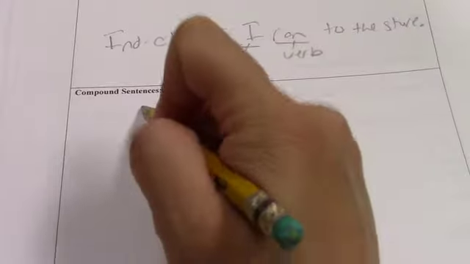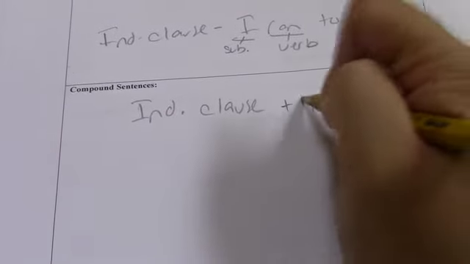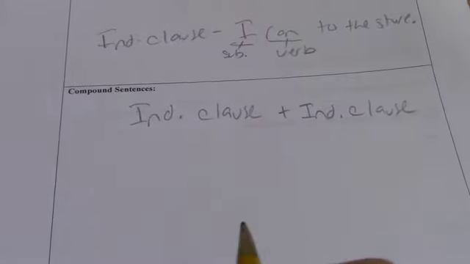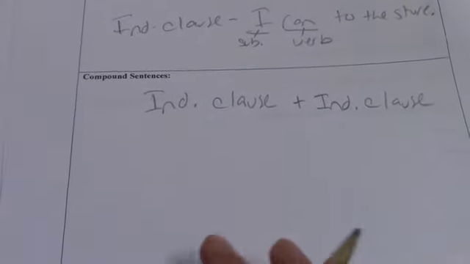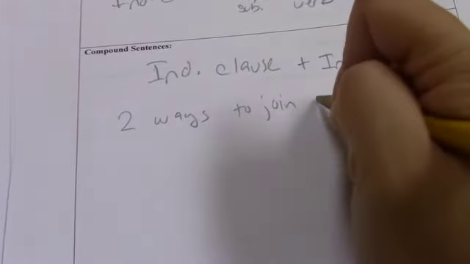All right, let's go through different types of sentences. Let's go through compound sentences first. So with a compound sentence, you would have an independent clause plus another independent clause. So in a compound sentence, you basically have two complete sentences put together in one sentence. There are two main ways to join the independent clauses.